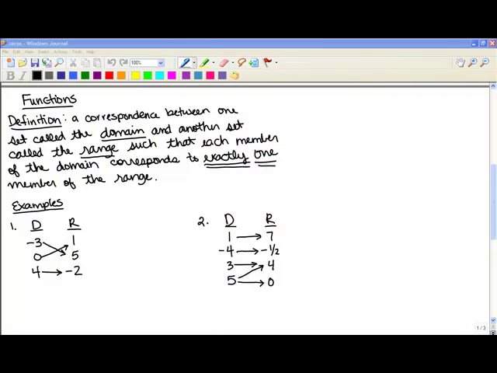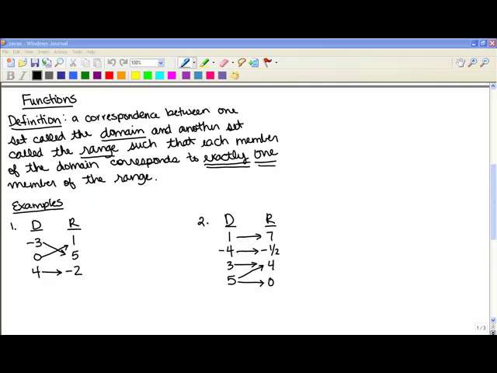This video will take a look at the definition of a function and also how to evaluate functions. The definition of a function is a correspondence between one set called the domain and another set called the range, such that each member of the domain corresponds to exactly one member of the range.